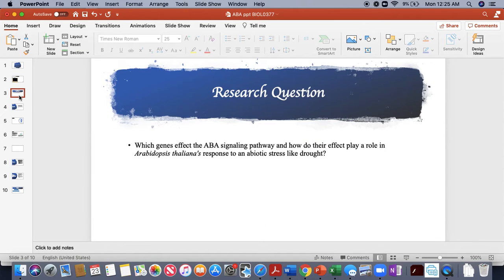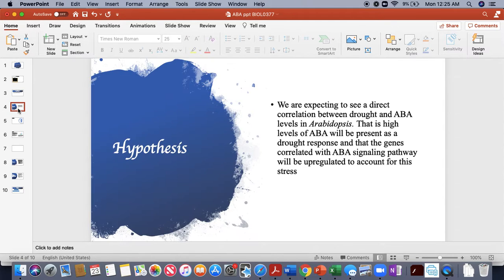Here is our research question: which genes affect the ABA signaling pathway, and how do their effects play a role in Arabidopsis thaliana's response to an abiotic stress like drought? Our hypothesis is that we expect to see a direct correlation between drought and ABA levels in Arabidopsis. That is, a high level of ABA will be present as a drought response, and the genes correlated with the ABA signaling pathway will be upregulated to account for this stress.